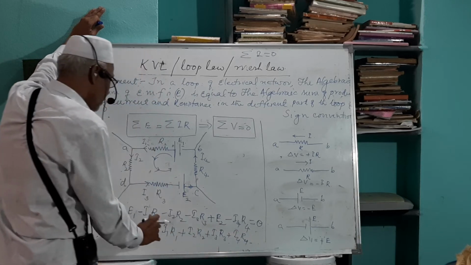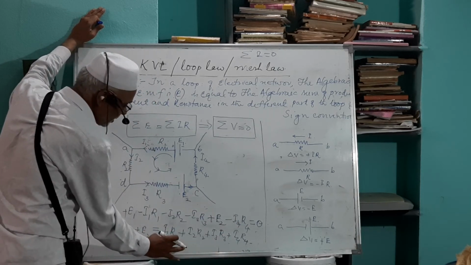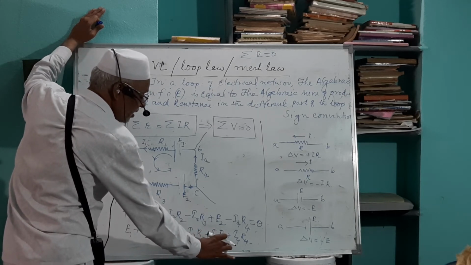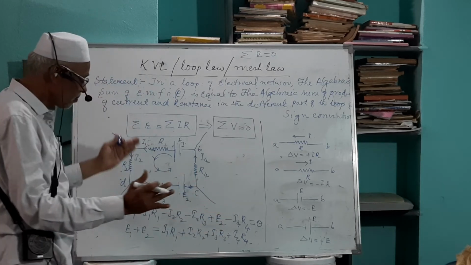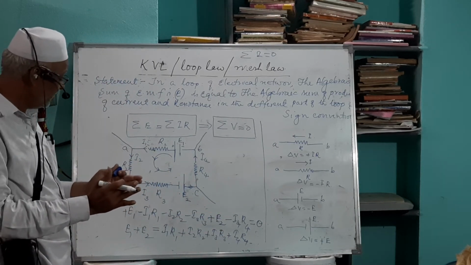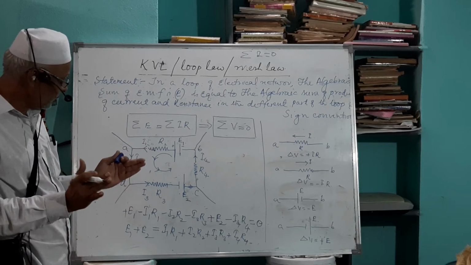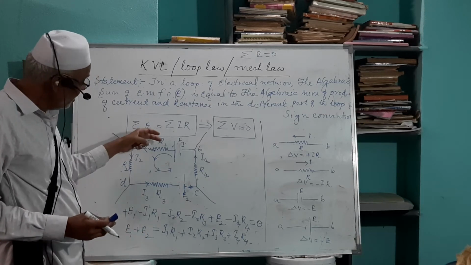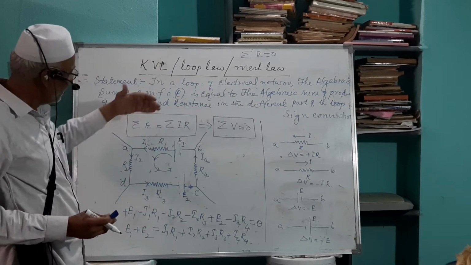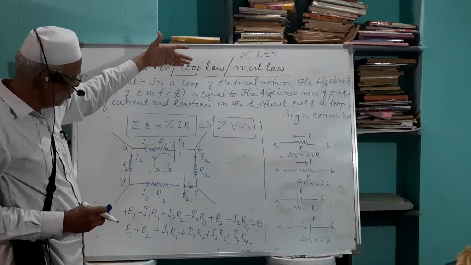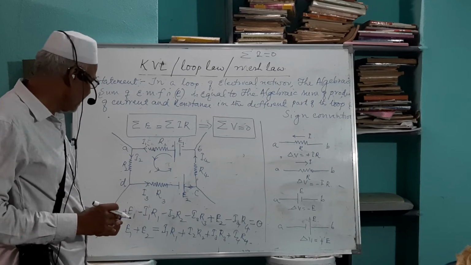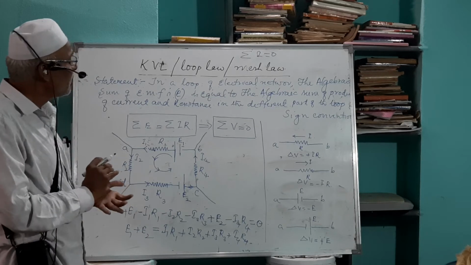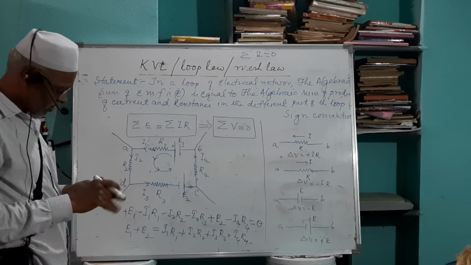You see that? Now all these terms, I1 R1, I2 R2, I3 R3, are IR products that you have added. This is nothing but the algebraic sum of IR products, which is equal to the sum of the EMFs in the different parts of that loop. This is the content of the loop law. This law can be written like this or like this also.